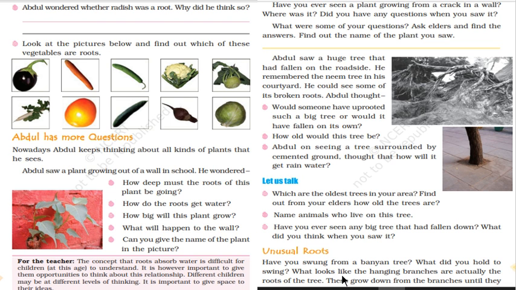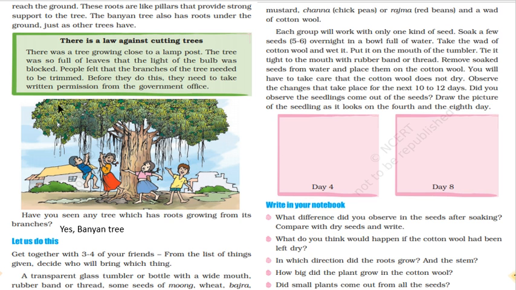Have you swung from a banyan tree? What did you hold to swing? What looks like the hanging branches are actually the roots of the tree. These grow down from the branches until they reach the ground. These roots are like pillars that provide strong support to the tree. The banyan tree also has roots under the ground, just as other trees have.